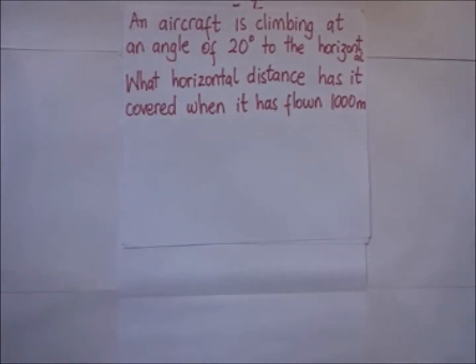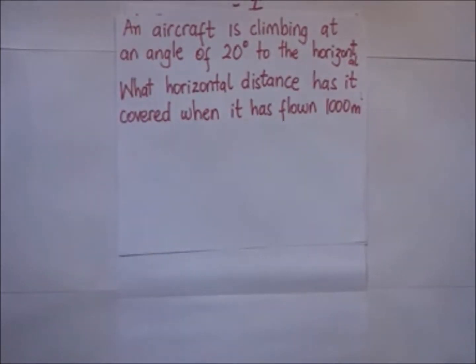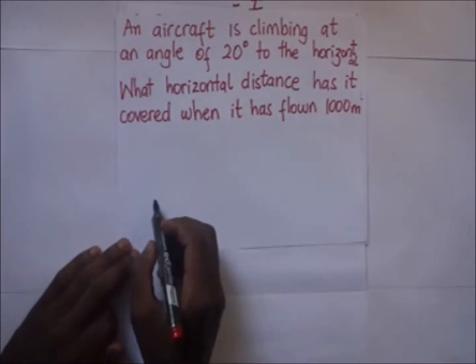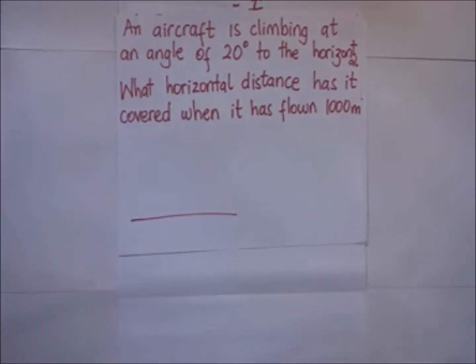An aircraft is climbing at an angle of 20 degrees to the horizontal. What horizontal distance has it covered when it has flown 100 meters? So we're having an aircraft. This is the horizontal distance. They're telling us that this aircraft is climbing at an angle of 20 degrees to the horizontal.